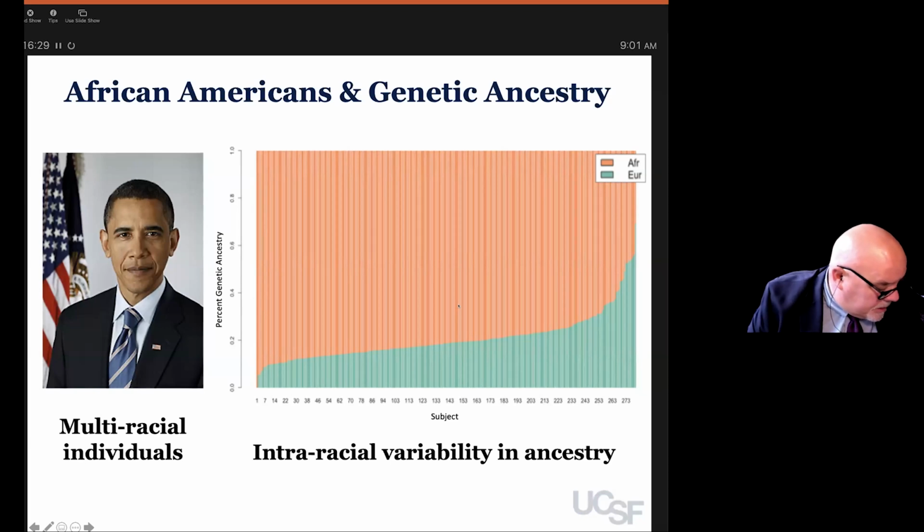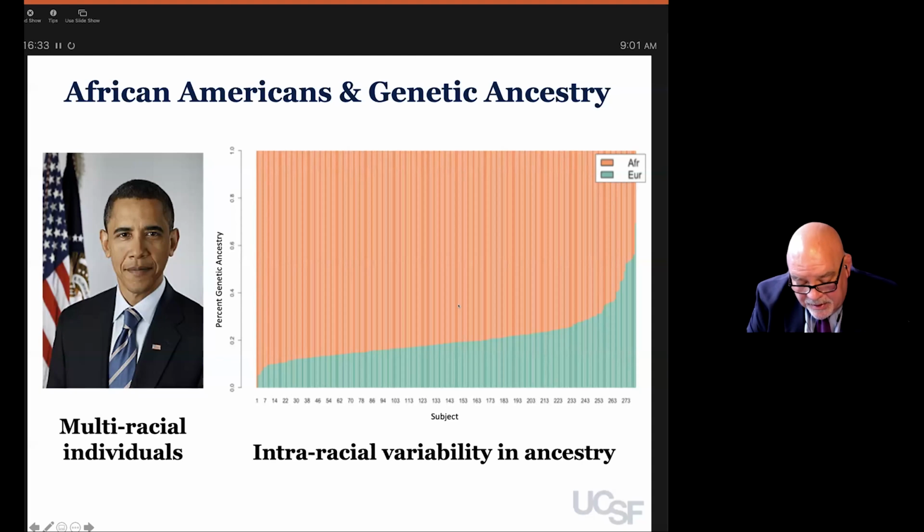And here on the right is a graphic display of ancestral proportions of 274 individuals. Green being European ancestry, orange being African ancestry, and every line representing an individual. So President Obama would fit over here, way to the right.